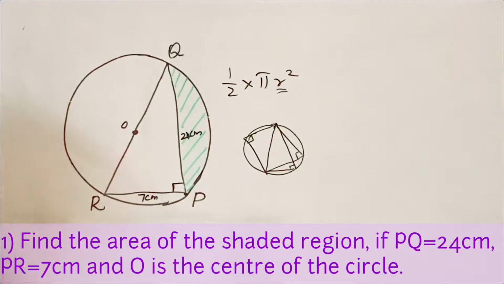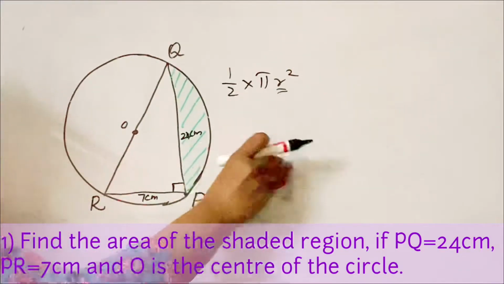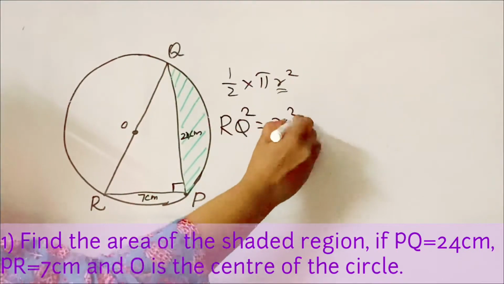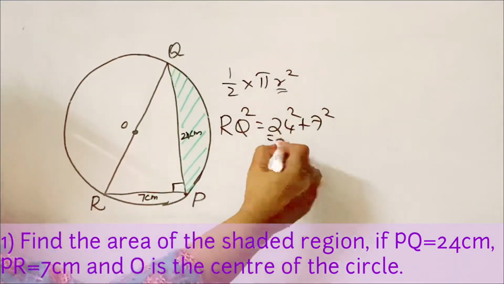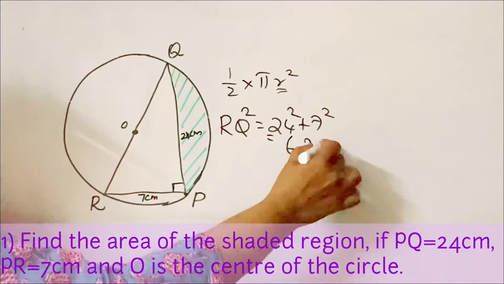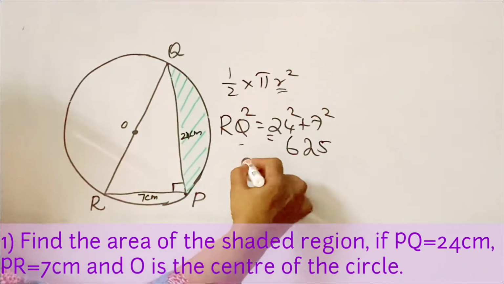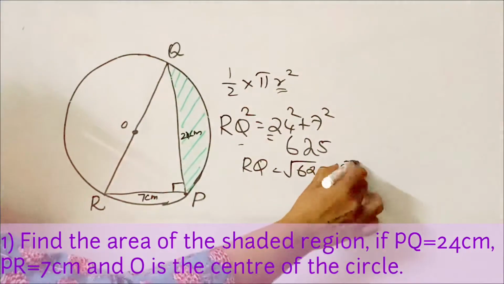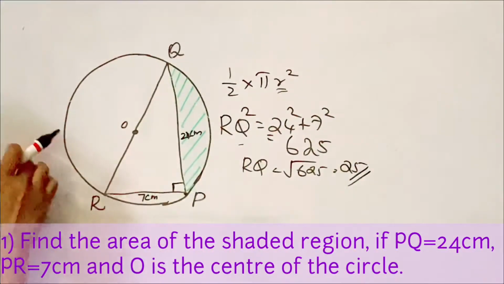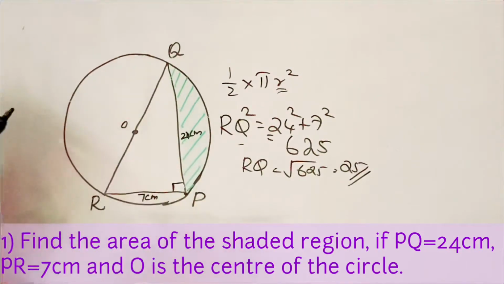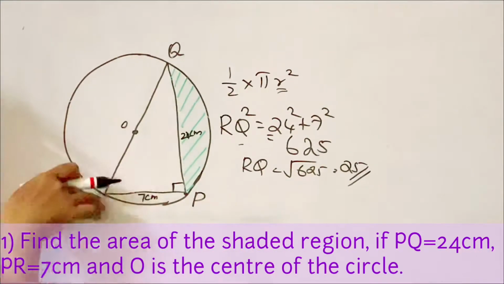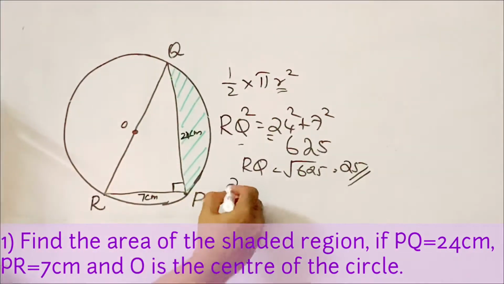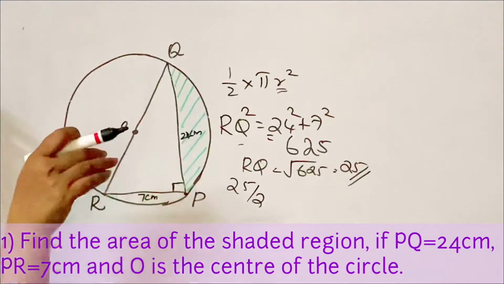Find out that. What is RQ square? RQ square is equal to 24 square plus 7 square. That is we will get 625. RQ square is 625. That means RQ is root of 625. That is 25. RQ is 25. Then what will be OR? OR is the radius. Half of the diameter is radius. Diameter is 25, so radius is 25 by 2. So 25 by 2 is the radius of the circle.